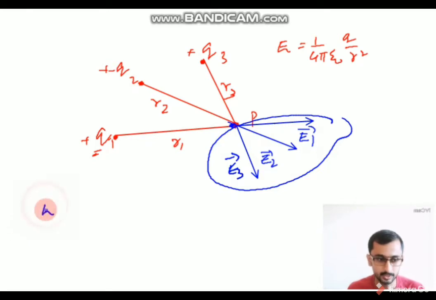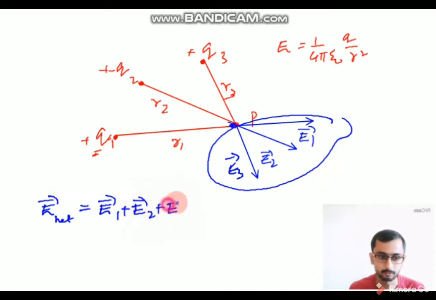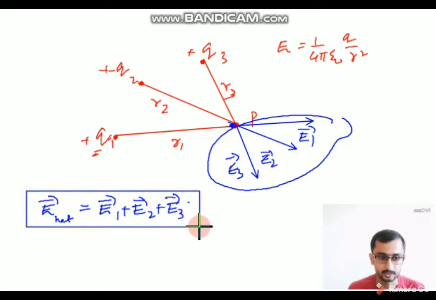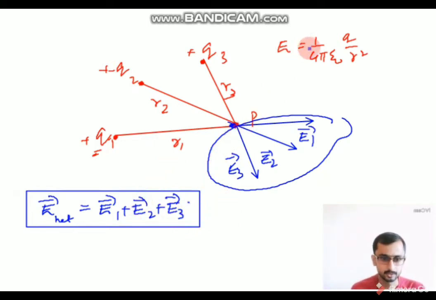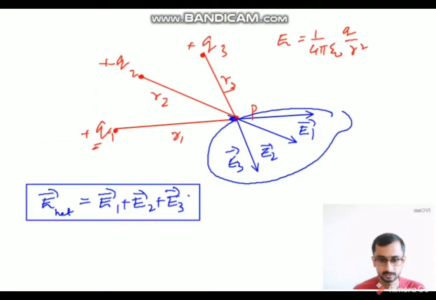Therefore we can write the net electric field, E net, is equal to vector E1 plus vector E2 plus vector E3. So like this you can add individual electric fields to get the net electric field at any point. Again, if you want to write the expression for this, 1 by 4 pi epsilon naught is common, right? So we can just write like this, E net.